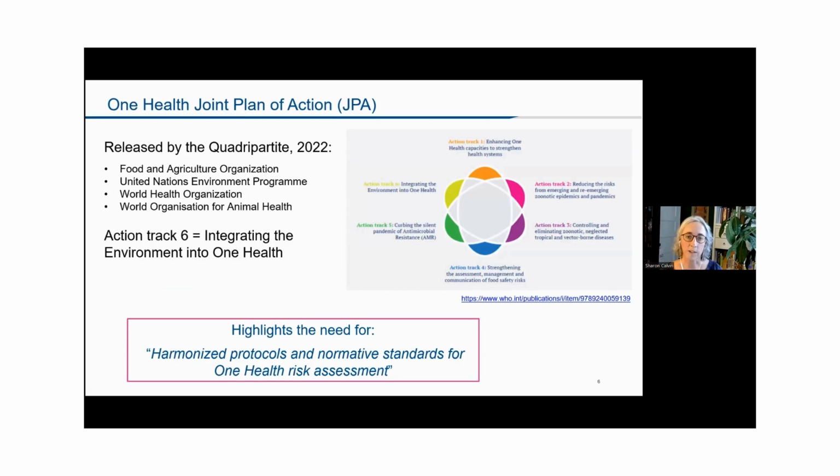This Joint Plan of Action has 6 different action tracks. So there's, for example, one related to emerging and re-emerging zoonoses, one related to neglected tropical and vector-borne diseases, food safety risks, AMR, but they also have one action track that's specifically related to integrating the environment into One Health. And I also wanted to highlight that within the Joint Plan of Action, they call for harmonized protocols and normative standards for One Health risk assessment. So this is basically what we're trying to do with this initiative.